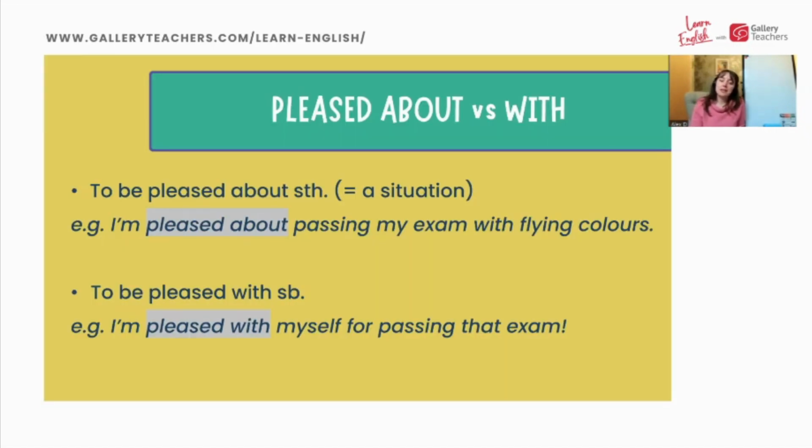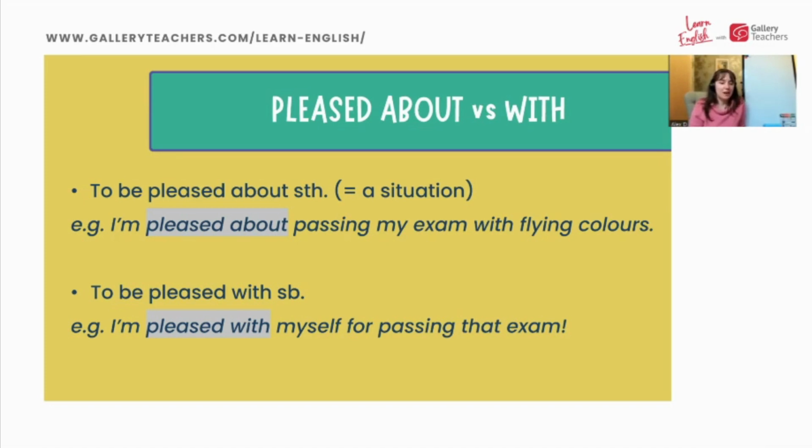Next, we have pleased about versus pleased with. These are similar actually, but there is a slight difference. So let's compare. To be pleased about something, typically that's a situation, right? A positive situation. For example, I'm pleased about passing my exam with flying colors. I'm pleased about passing my exam. Right, so that is a positive situation. And of course, I have included a little idiom there, to pass with flying colors, successfully, yes, with excellent marks.